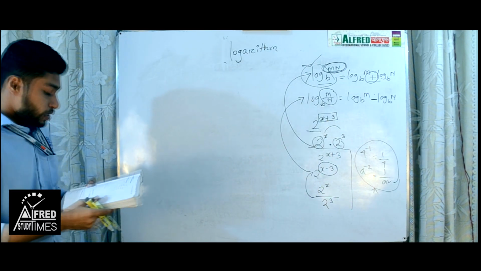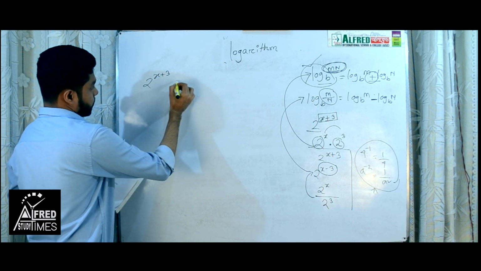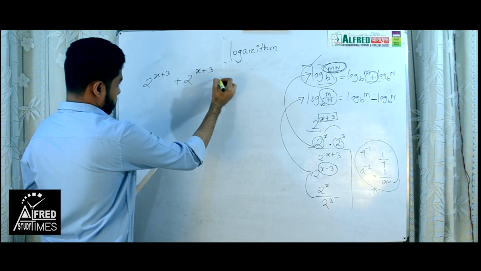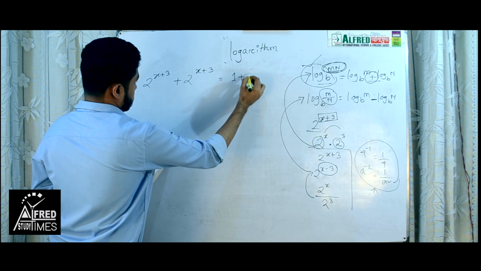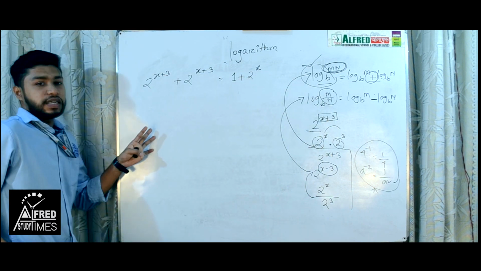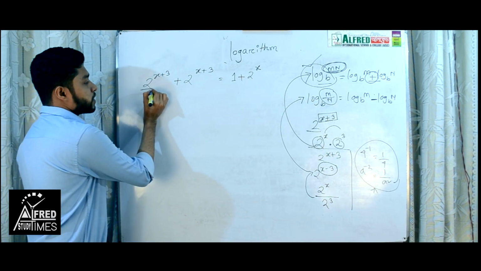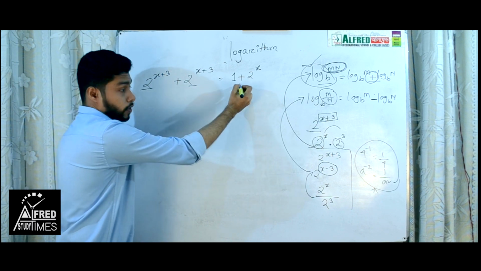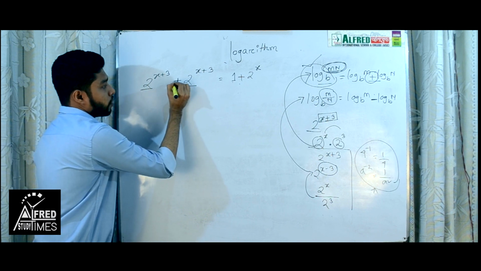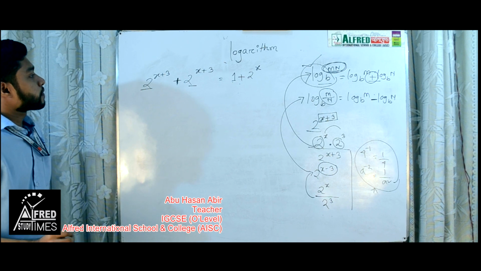Now I write a question: 2^(2x+3) + 2^(x+3). So this math will be more difficult. First of all, we have to know about the base. There is base 2, but there is no base. There is 1 plus 2, but one thing, there is a positive sign. This will be more difficult.